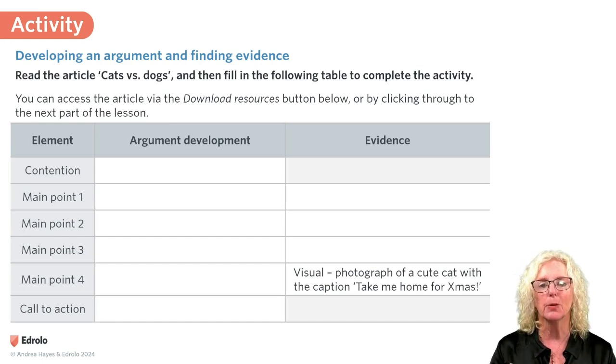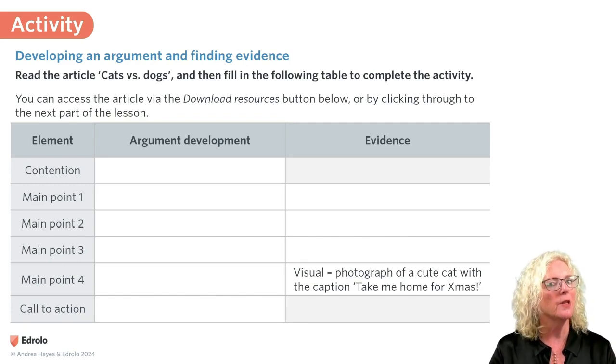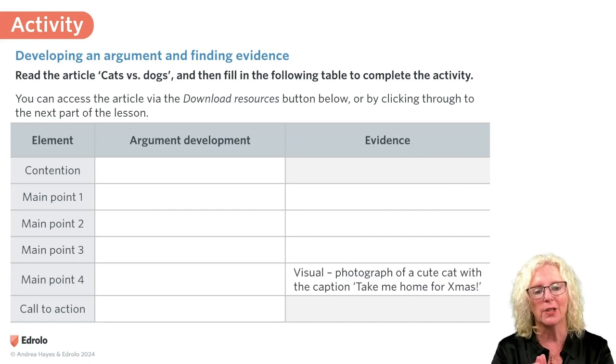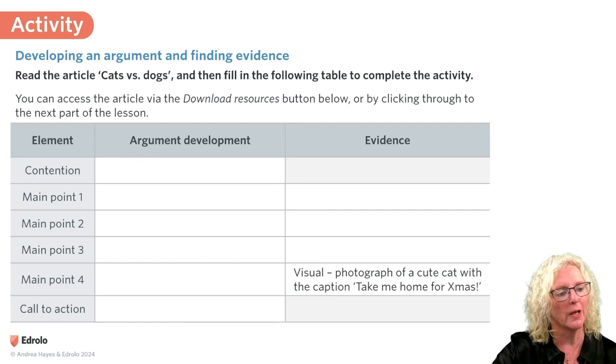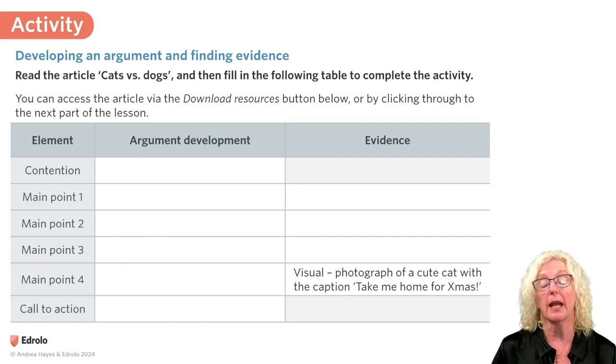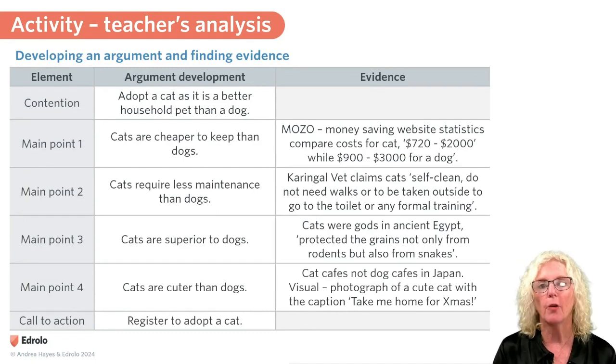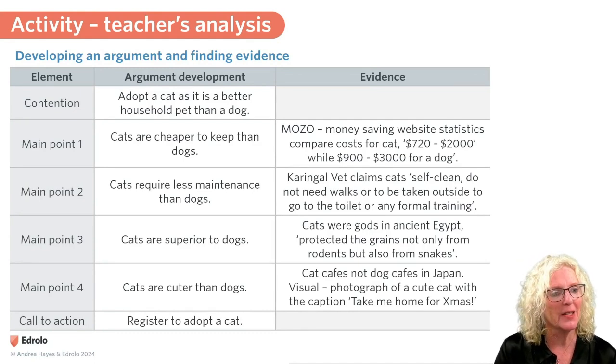fill in the following table to complete the activity. So you are going to have to look for examples of contention, main point 1, 2, 3, 4, and call to action. There is no counter argument in this persuasive text. This is an easy peasy text just to get you going. And I also need you to look for the evidence. I've given you a hint there in that the visual will be the photograph of a cute cat with the caption, "Take me home for Christmas." Okay, so now let's look at my analysis of the Cats v Dogs text.